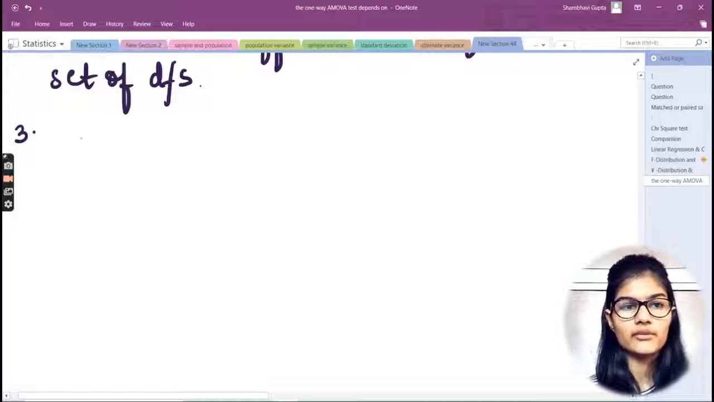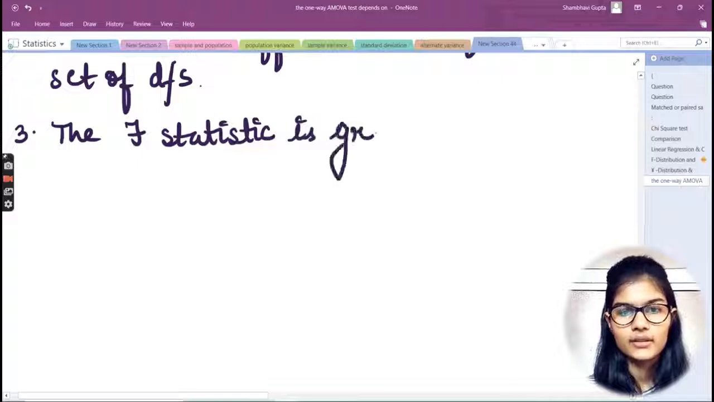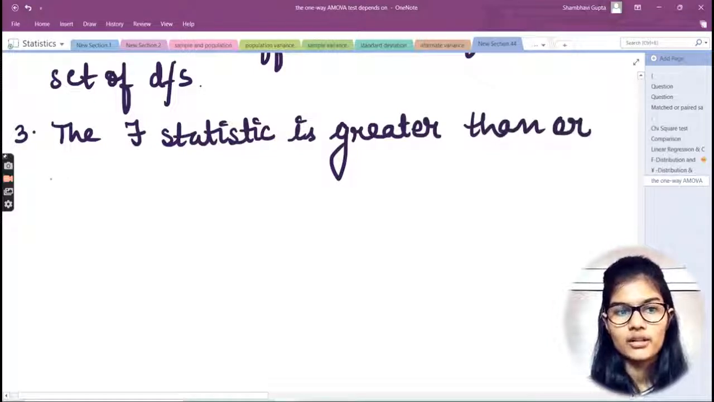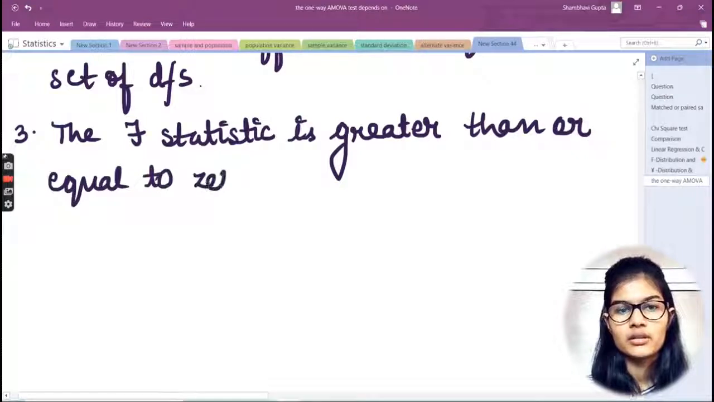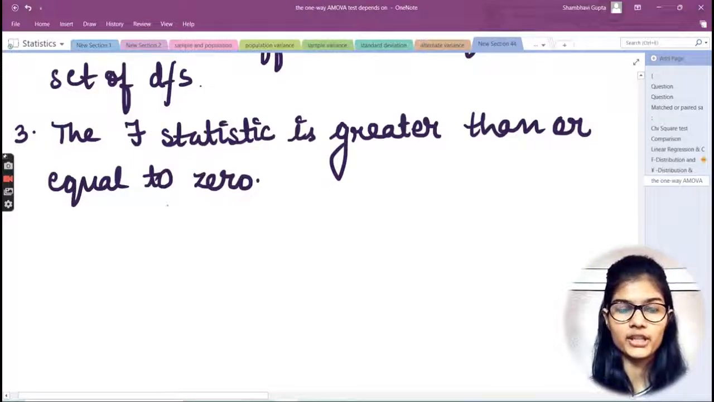For the third fact, the F statistic is greater than or equal to 0. So the F statistic is greater than or equal to 0. Okay, this is the next point. Next we have number 4 here.